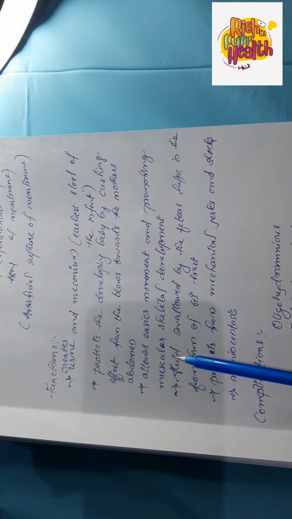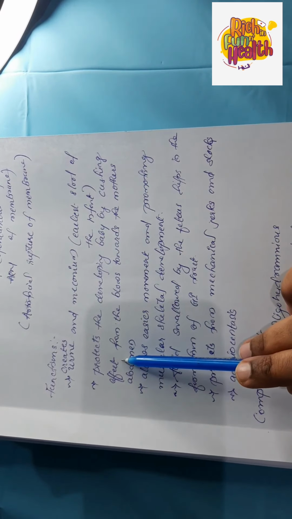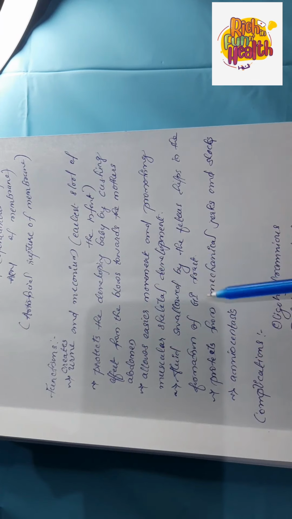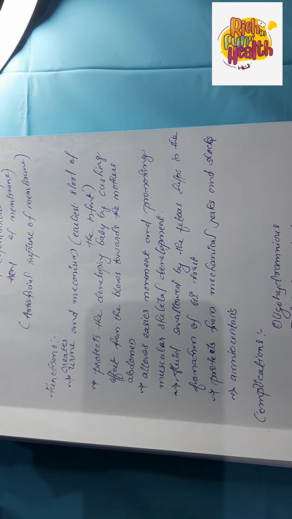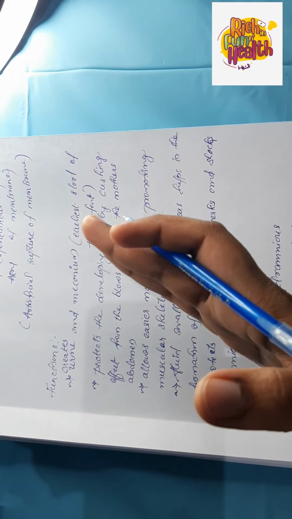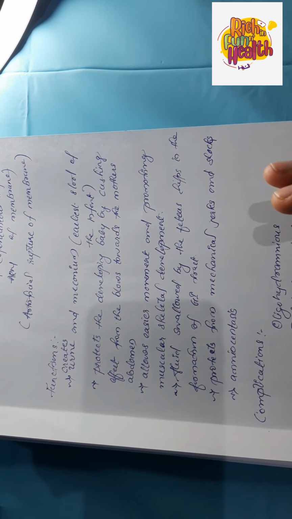The second one is protects the developing baby by a cushioning effect from blows towards the mother's abdomen. So it is the outer effect. If the mother's abdomen gets hit accidentally, it gives an effect of cushion, like it can go backward or sideward, and it helps to protect the baby.